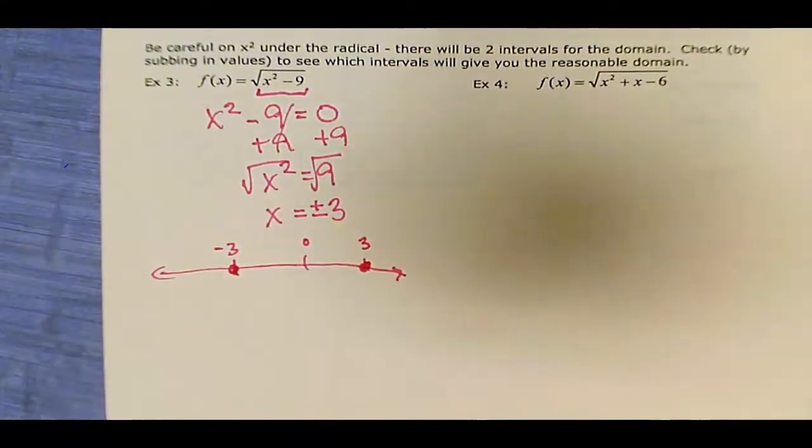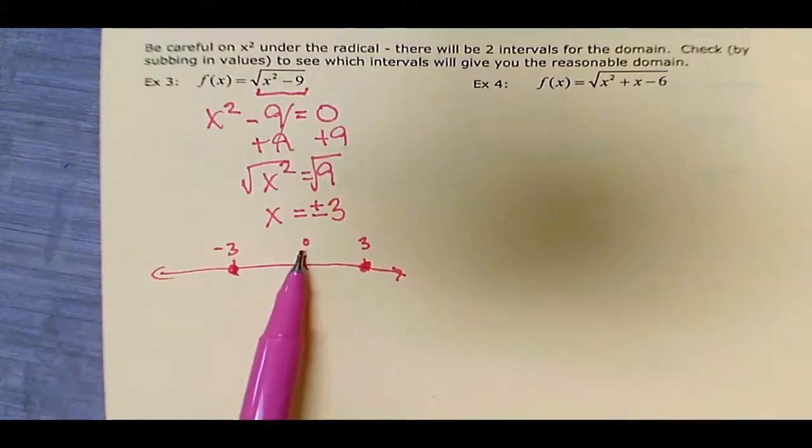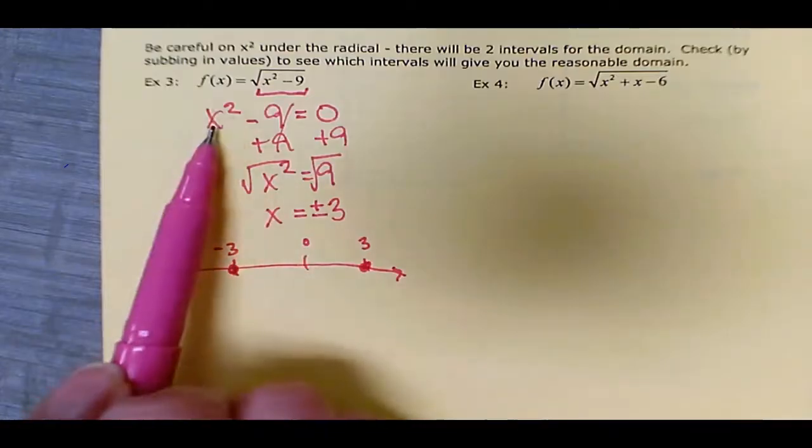Okay, so I am not sure if my reasonable domain will be all of the x values that are less than or equal to negative 3, or greater than or equal to positive 3, or maybe it's going to be this section in the middle. So I'm going to pick some test values. And I went ahead and I put one test value already, which is this 0, this place in the middle. So I'm going to go ahead and substitute a 0 for x right here.